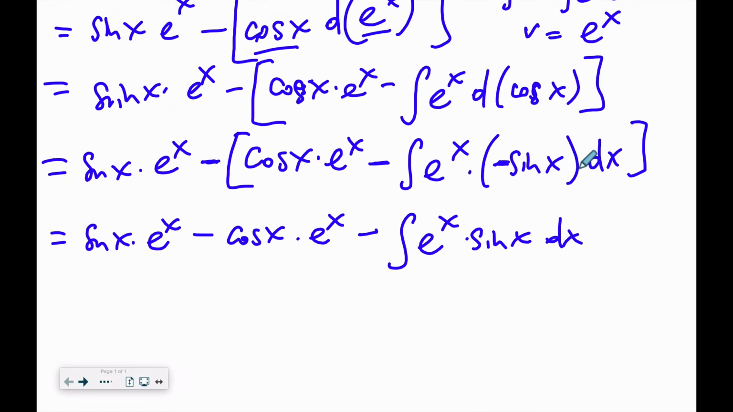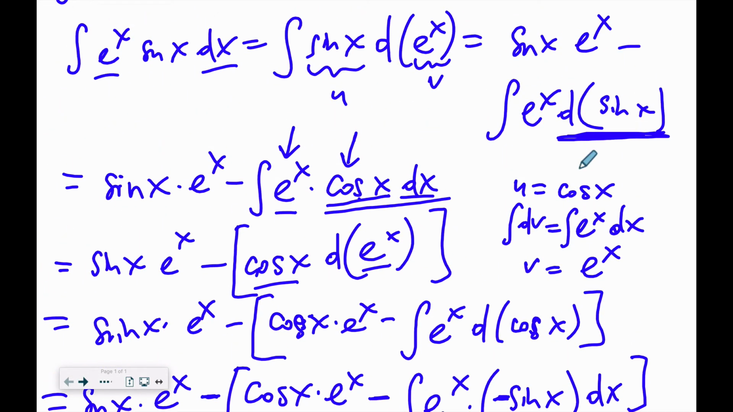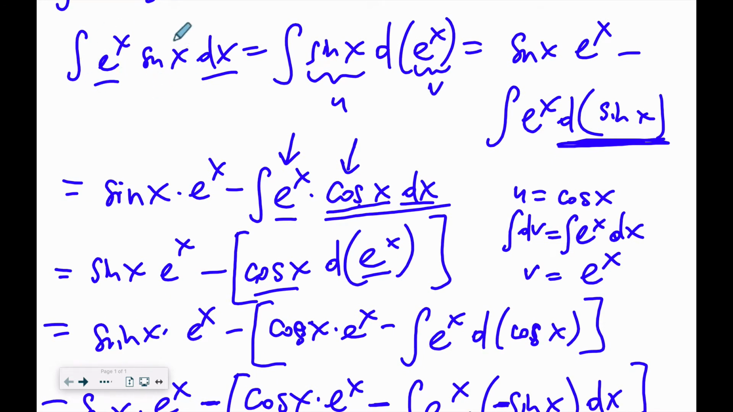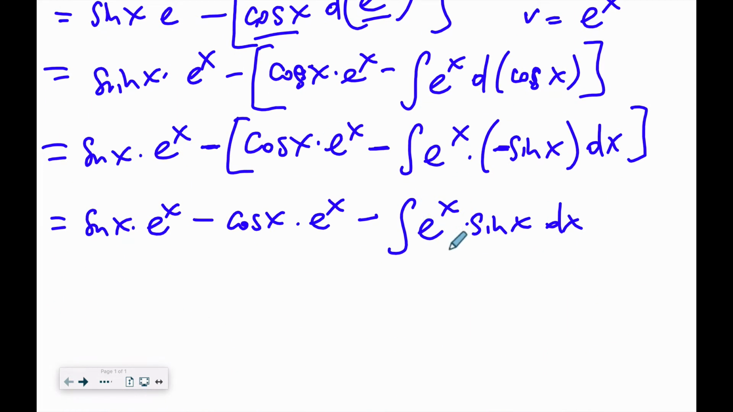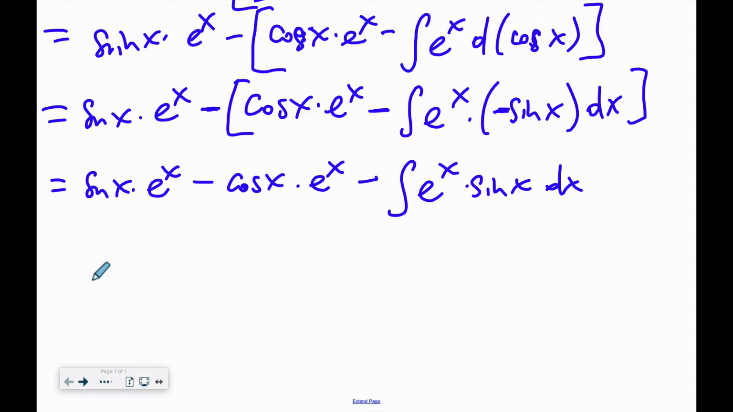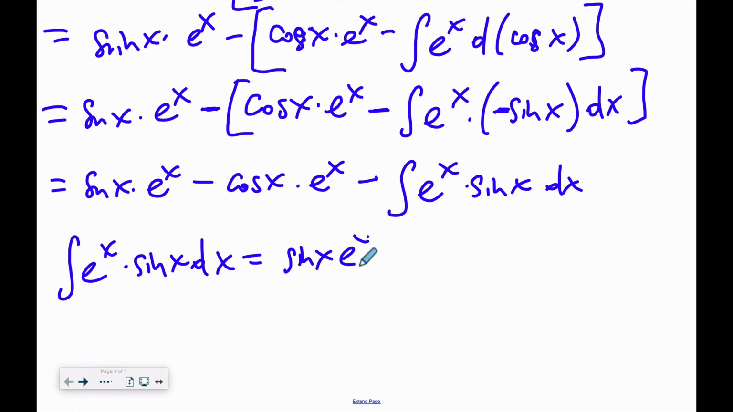And what was the original question? The original question was the integral of e^x sine x, which is actually what we have here. So what we have now, let me write it all over again. The integral of e^x sine x is equal to this thing here, sine x e^x plus cosine x e^x, and then minus the integral of e^x sine x dx.